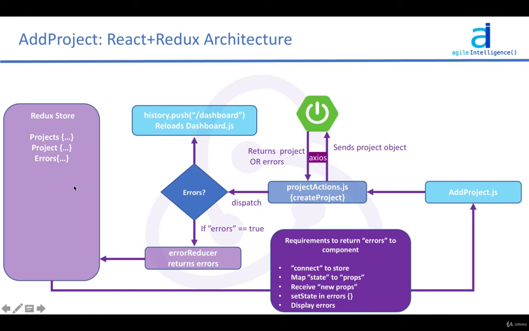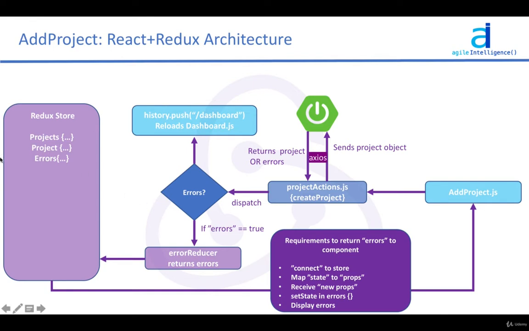Then what we're going to work on in this video is, now that we're connected to the store, to map our errors object in the store to our errors object in the component, which we haven't done yet. Then we're going to set the new state of our errors object, and then display our errors on our component. All right, so this is also going to be a lot of fun.